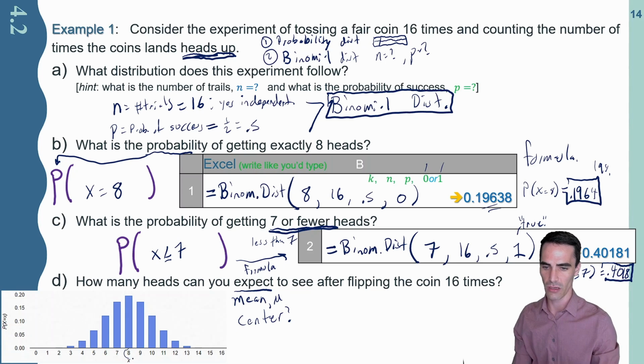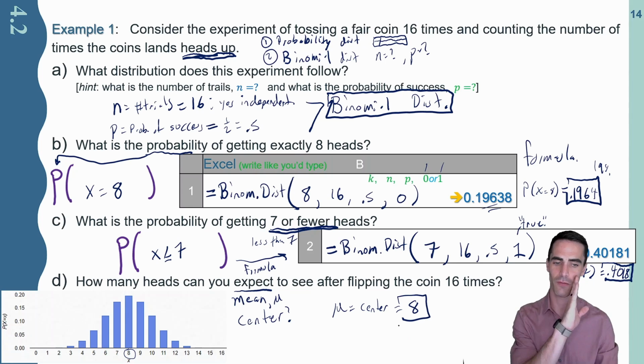And it looks like the mean is right here in the middle. That is the center, where most of your data is located, going to be 8 in this case. In fact, there's a very friendly way we could confirm it, and you could just compute it using the formula that the mean is n times p, or 16 times 0.5, and yeah, we get 8 there.